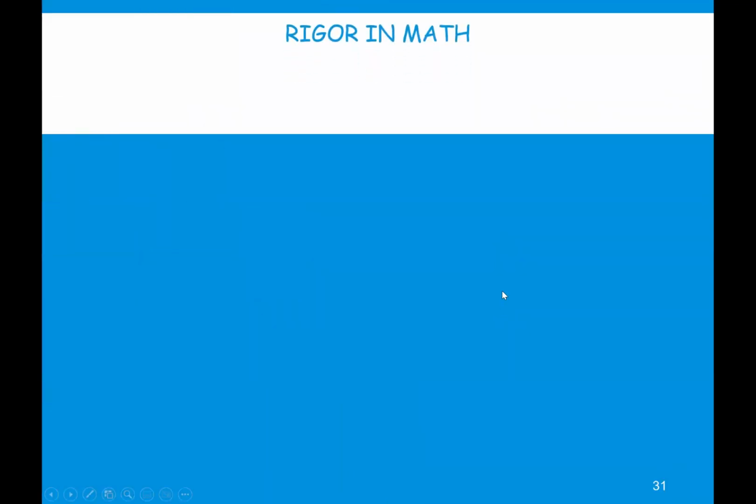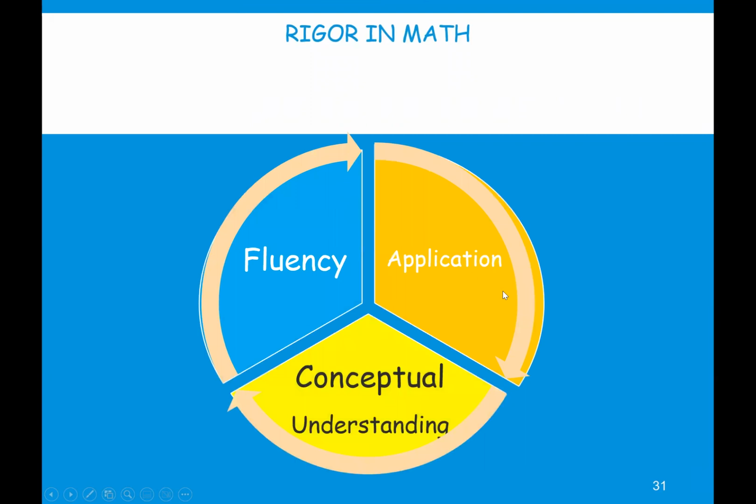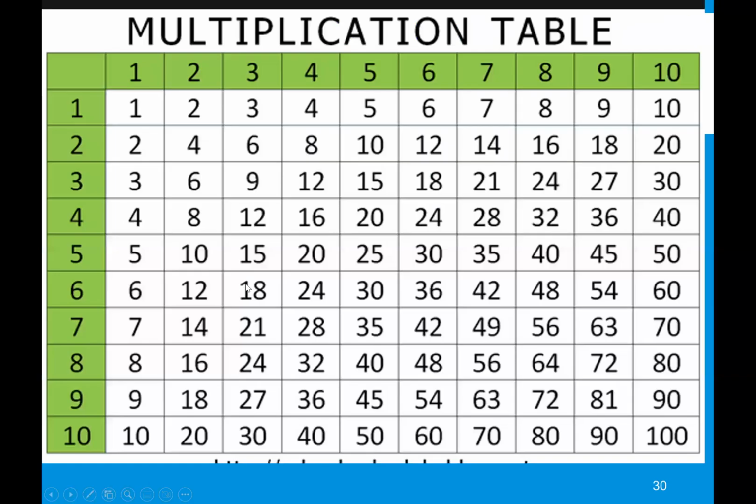All right. What does rigor in math mean? Well, it manifests itself through a cycle. We always want to start our math class with a concept that students already know. And then we teach them some skills and facts, and we want them to know those skills and facts.